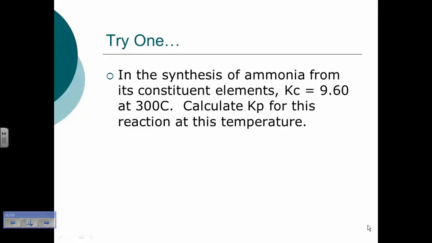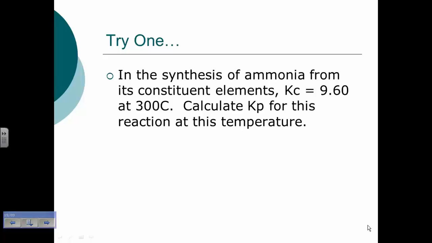Let's try one. I think you flip your page to actually see the problem here. I'll read it for us. It says, in the synthesis of ammonia from its constituent elements, Kc is given as a value of 9.6. Notice no units, just a number, 9.6. And it was recorded at 300 degrees Celsius. If we know the Kc, I'm being asked to calculate the Kp for this reaction at this particular temperature.